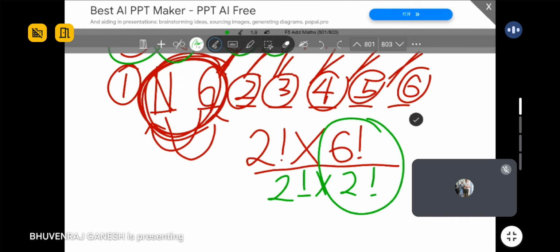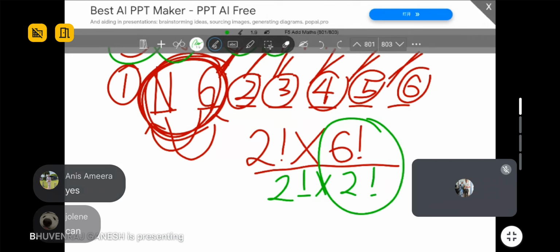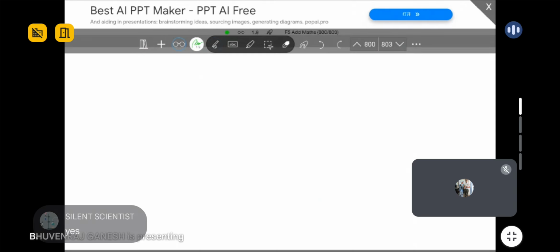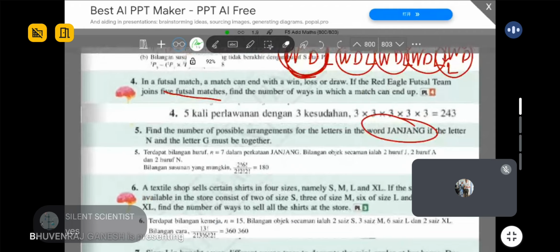Ini adalah jawapan akhir dia. Can you all understand? Clear? Should be okay, right? Can comment a bit kalau boleh faham. Okay, very good. So let's check the answer and see. So you should get, let me see.